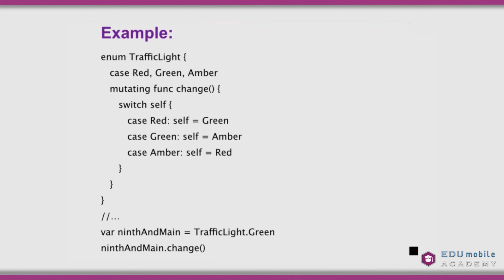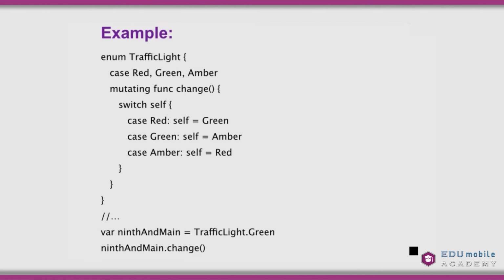So here's an example. Here's a traffic light, and it has three states. It can be red, green, or amber. Those three states are the members of the traffic light enumeration. Notice that we have a mutating func change. In the context of an enumeration or a structure or a class, a function is a method. So we have this mutating method change. Notice there is no method keyword here. It's func. It's a function.